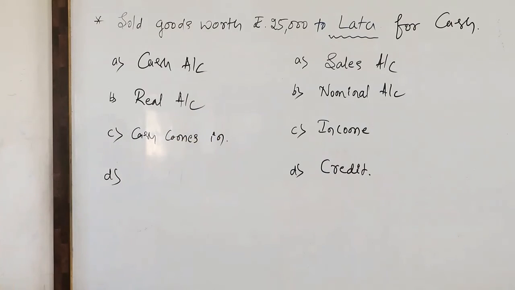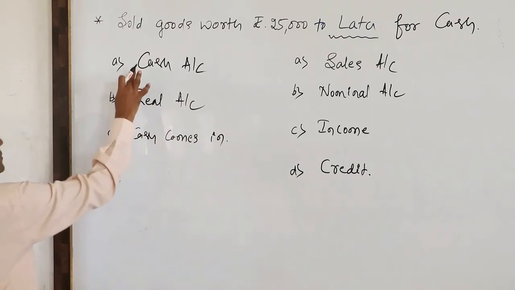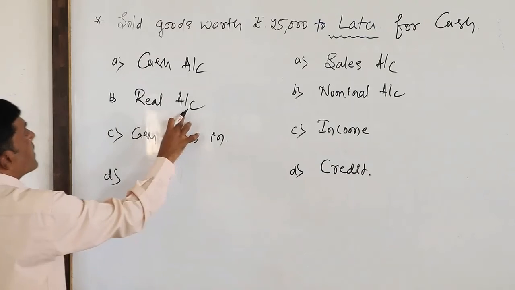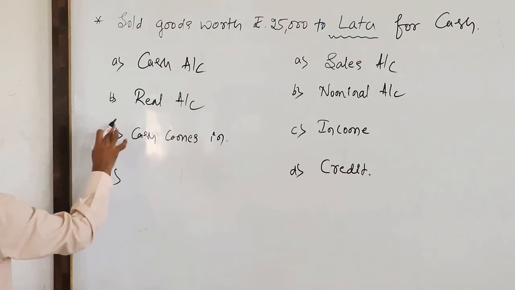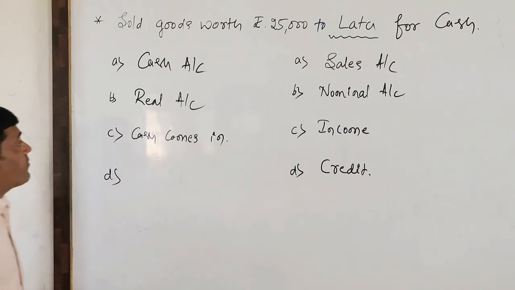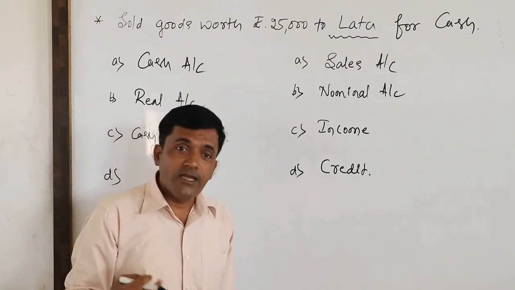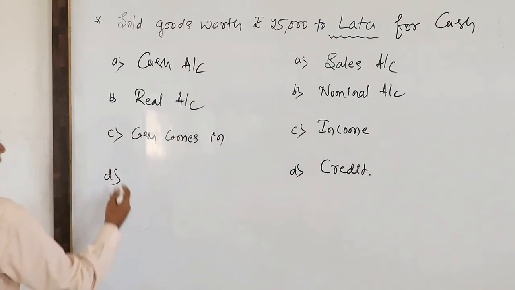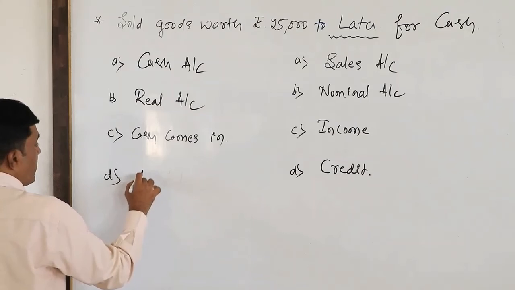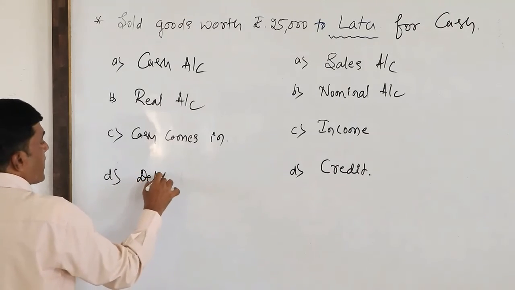In this example, the cash comes under real account. As per the real account, here there is a rule for real account: debit what comes in, credit what goes out. Here cash comes in. That is the reason we need to debit the cash.